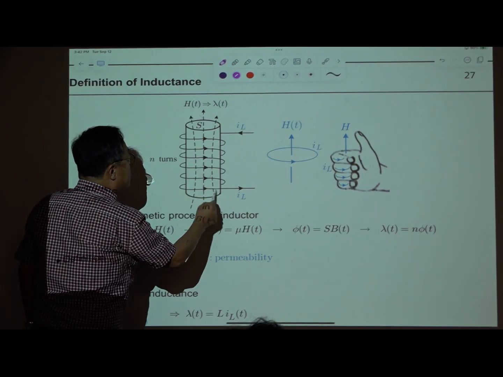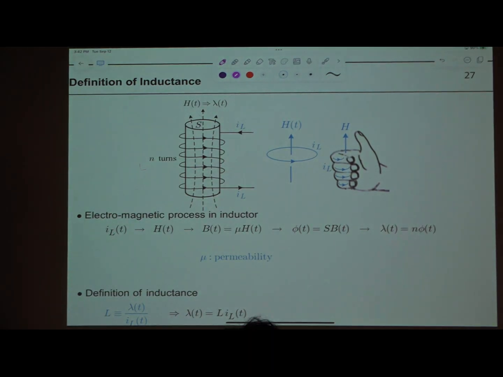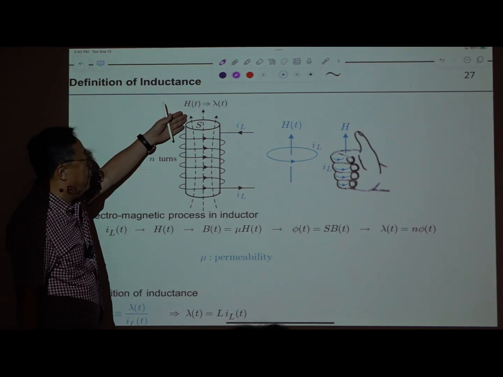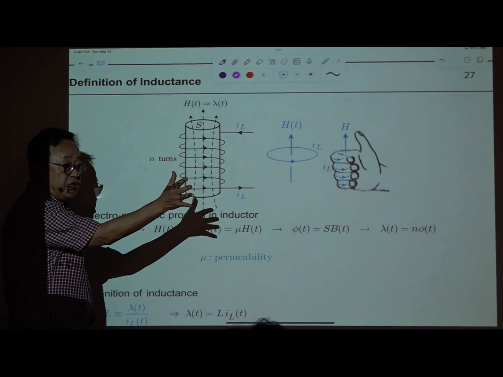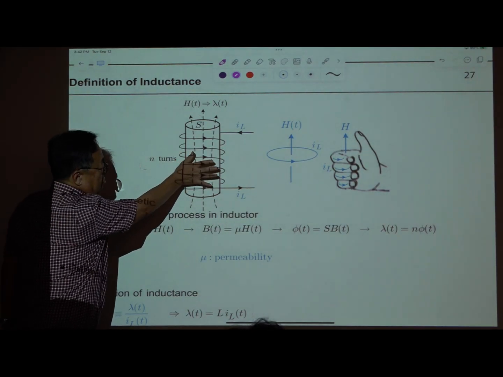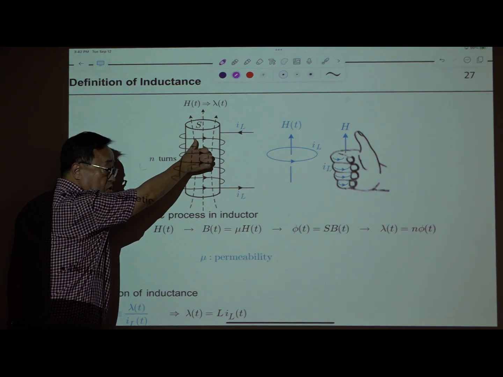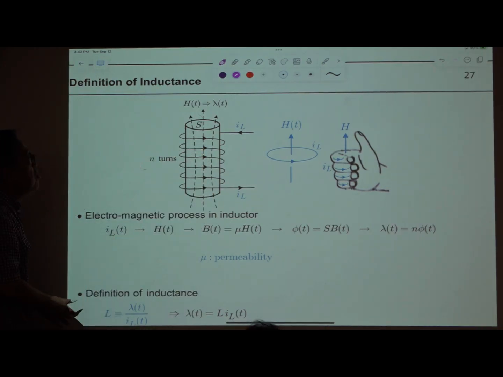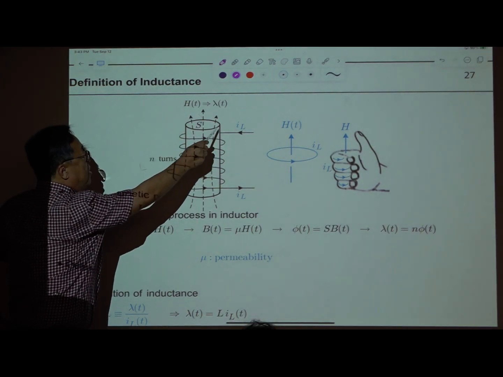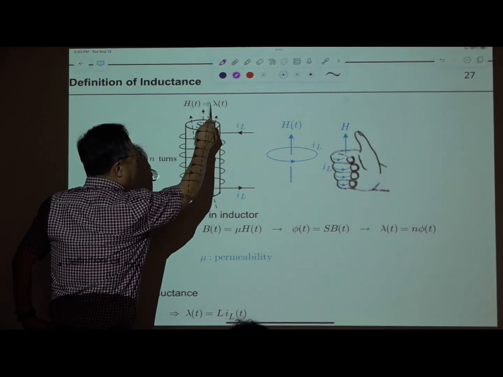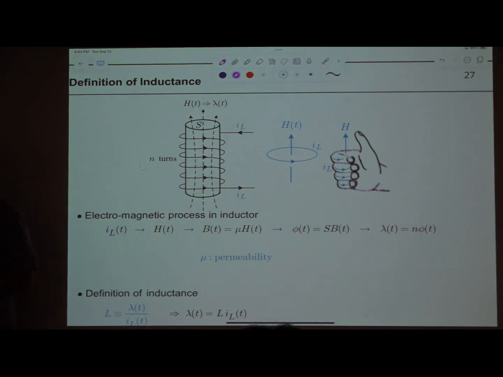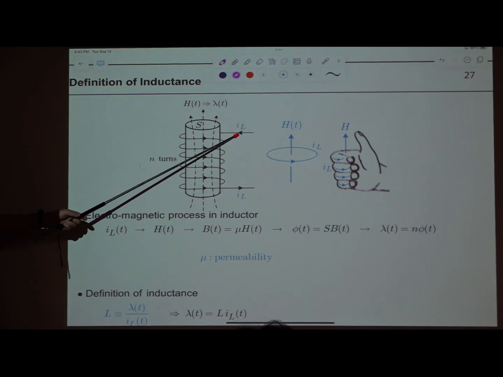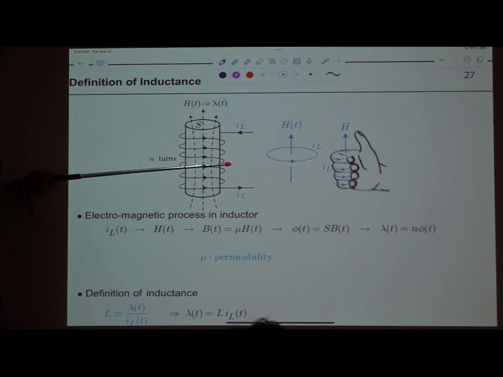Then when current changes, the magnetic field H is developed. The direction of this current and the direction of this H field are related by Ampere's right-hand rule. So this is the direction of the current, then this is the direction of H. When H is developed by the current, there are some steps, and eventually lambda will be developed. Here we assume the origin of this operation is the current IL, and the final result of this electromagnetic behavior is lambda.